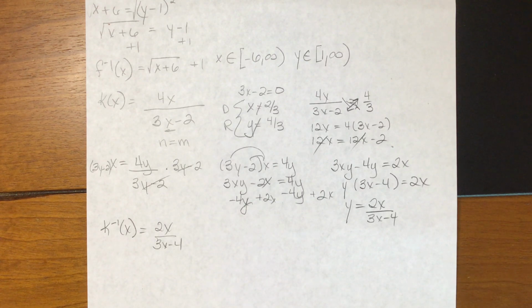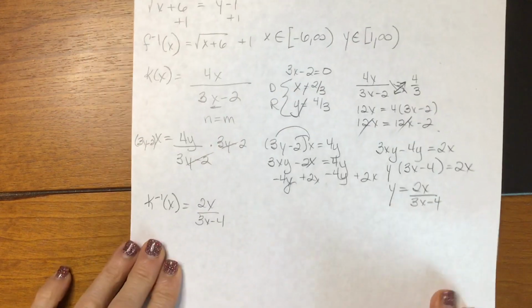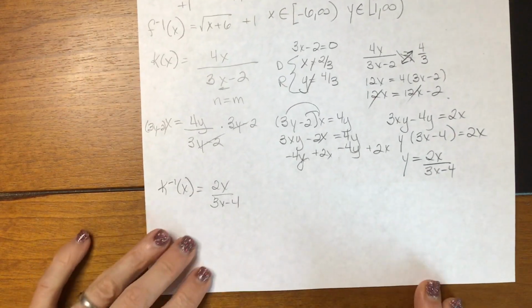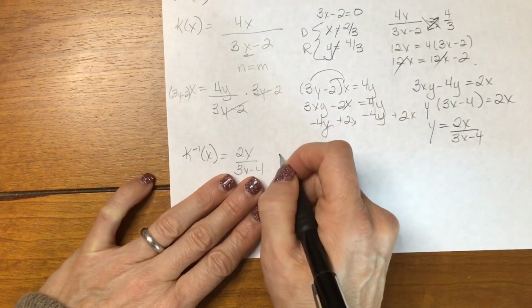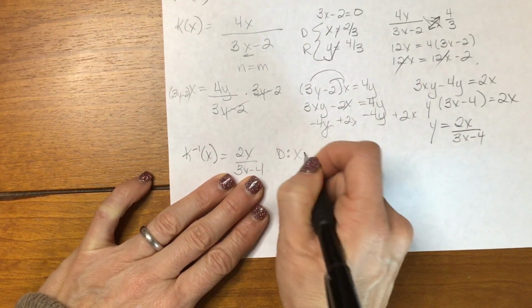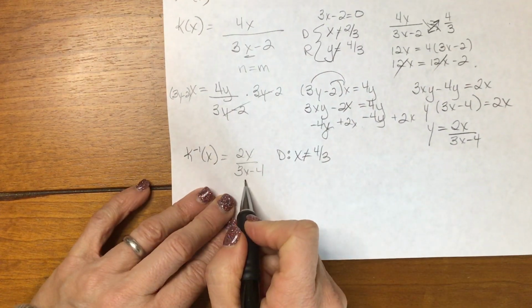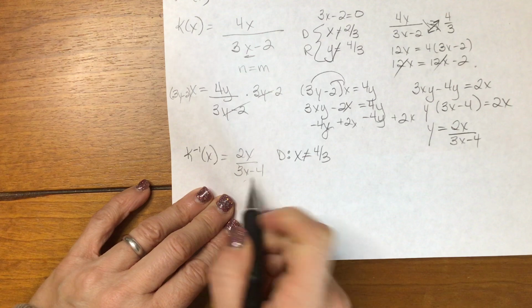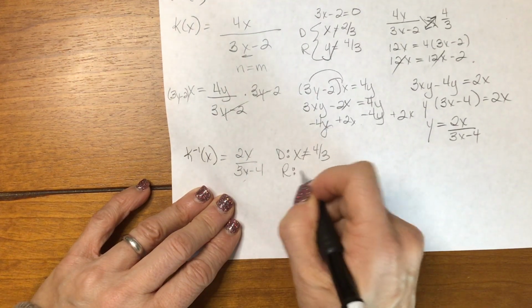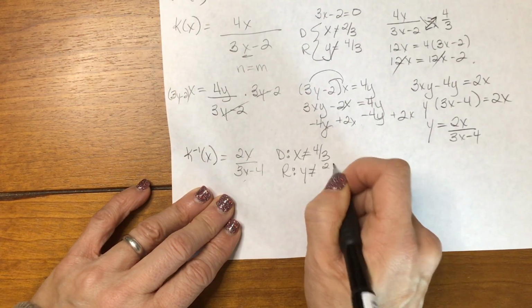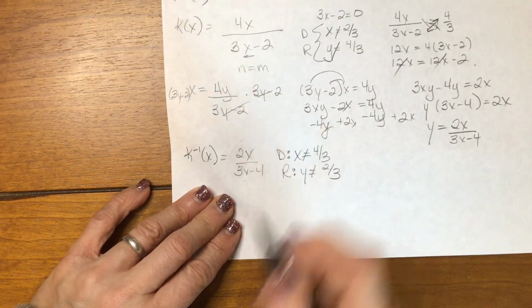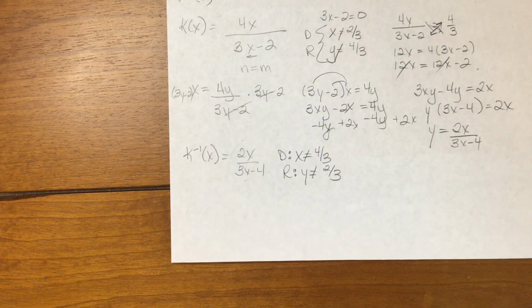The second part is we need to prove that these functions are inverses of each other. Before I do that, I want to make sure that my new domain makes sense. So my new domain is x cannot equal 4/3, and that does make sense if I look at my denominator now. And my new range is y cannot equal 2/3, and that makes sense because that's my horizontal asymptote. And if I didn't cross it before, I wouldn't cross it now.